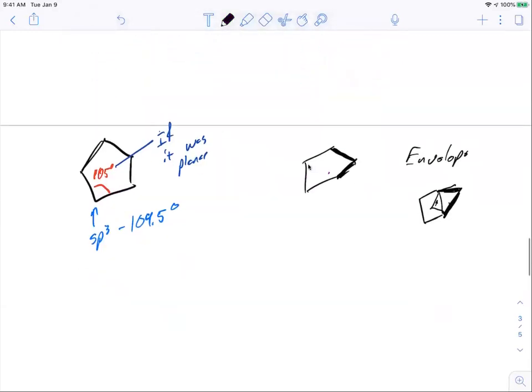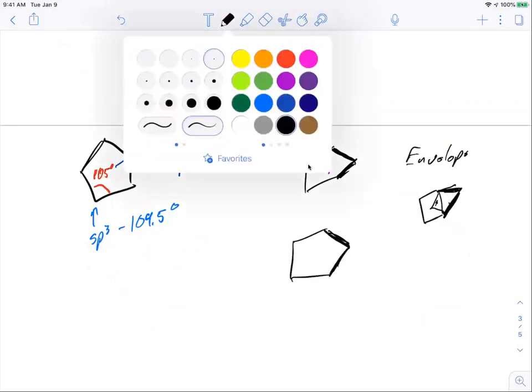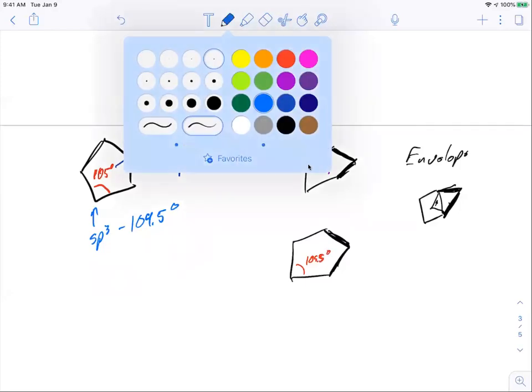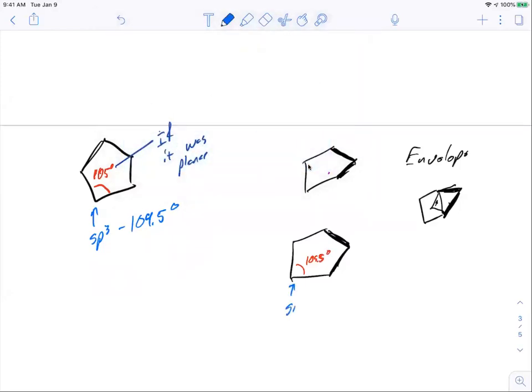Draw that a little bigger. So this angle now is 109.5, which matches the sp3. Now in a 5-membered ring, it's still straining to do that, right?